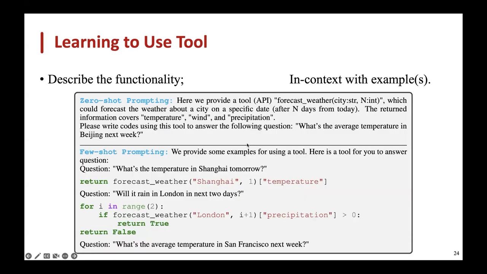So for GPT-4, here is an example of tutorial learning. They learn how to use the tool by in-context example. In this example, we describe through a prompt statement that the input of the forecast weather API is the city name and the number of days for weather forecasting. And the output includes three items, the temperature, precipitation. A large language model like ChatGPT can understand how to use the forecast weather API through the in-context tutorial.